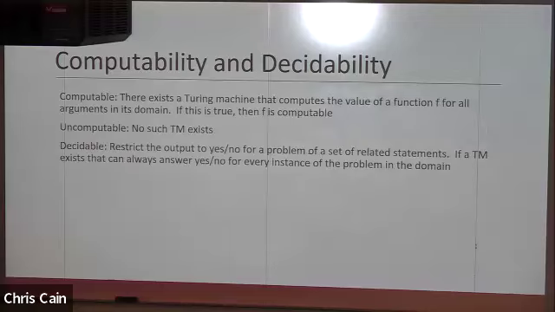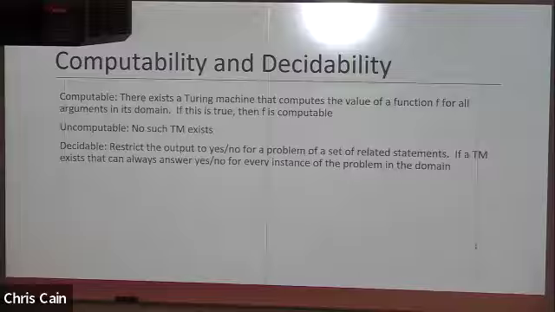Decidable is when the output is yes or no. It's a binary output, so we restrict the output to yes or no. And then we ask, can we construct a Turing machine that answers yes or no for every possible input? If a Turing machine does exist for that, if it can answer yes or no for every instance of the problem, then it is decidable.